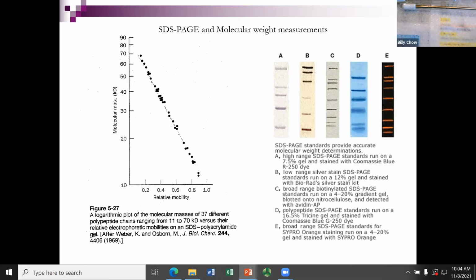Okay, so these are different types of SDS page or silver stained SDS page. We can see the molecular weight of some standards alongside, as you can see.